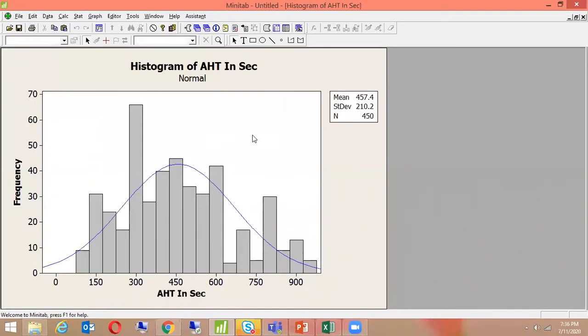Here you see the histogram has popped up. These are the frequencies, the number of occurrences. If I click on any of the bars, it also gives me a bin. A bin is a range. Can you see the bin of 275 to 325 here? Can you all see that? Okay, so between 275 and 325 AHT, there are 66 occurrences.